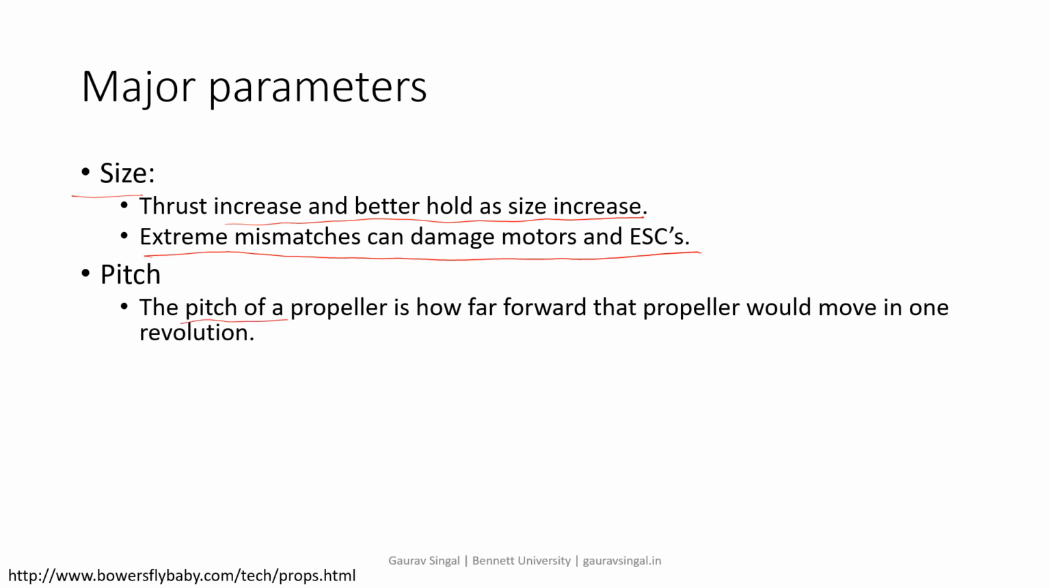Next is pitch. The pitch of a propeller is how far forward the propeller would move in one revolution. Let me explain with one example. Suppose this is a shaft. If a propeller rotates one complete circle, this much distance is covered. This is called propeller pitch or distance. Okay.